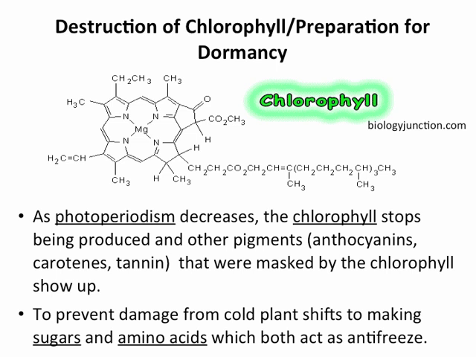So to prevent damage from the cold, this is kind of interesting, the plant actually shifts from making chlorophyll to making sugars and amino acids, which both act as an antifreeze, because as you imagine, when it drops below 0 degrees Celsius, right, the water in the plant is going to start to freeze and expand and break the cells, so it needs to get rid of as much water as it can from the structures and make as much amino acid and sugar to stop it from freezing. So you'll learn more about chlorophyll when we get to photosynthesis.